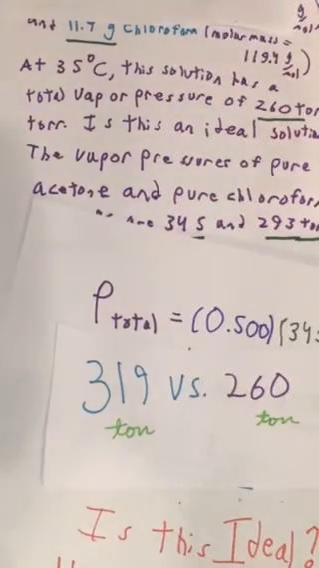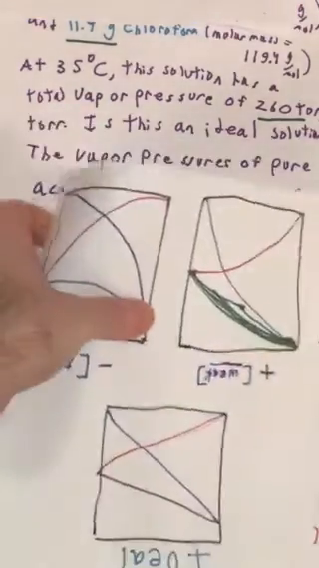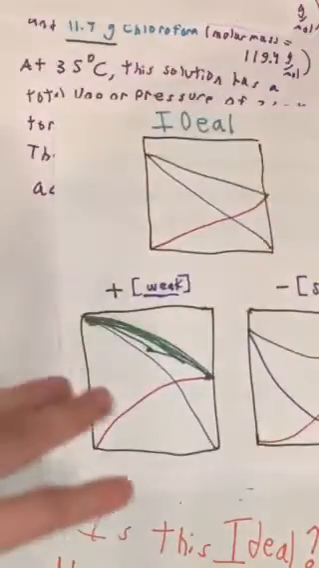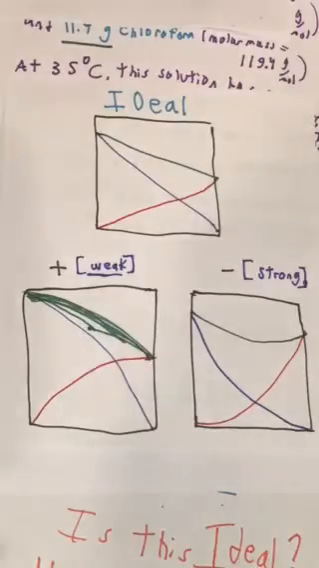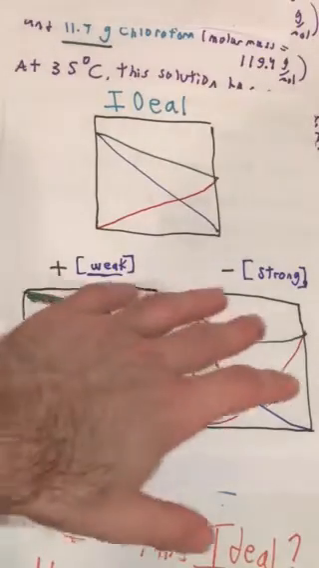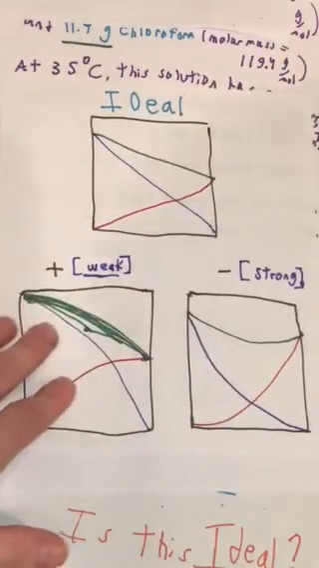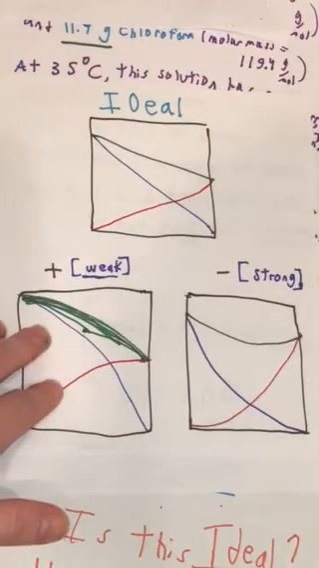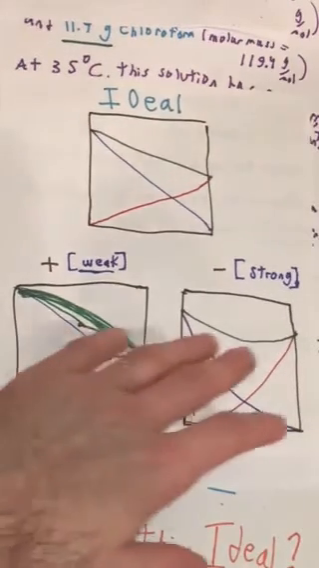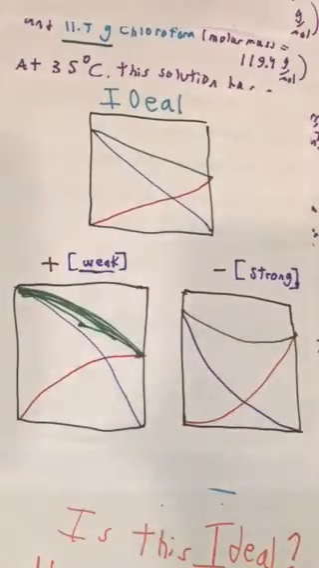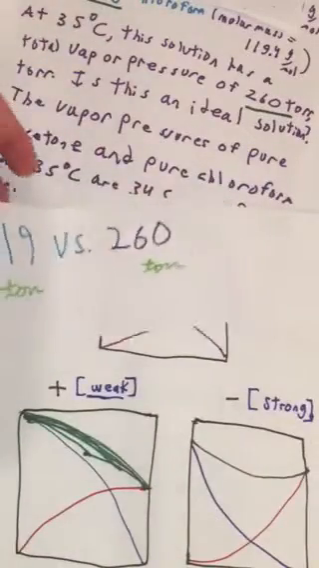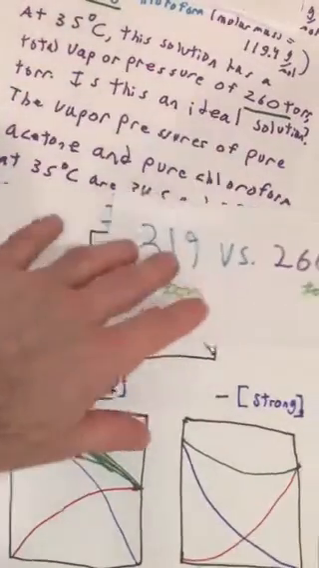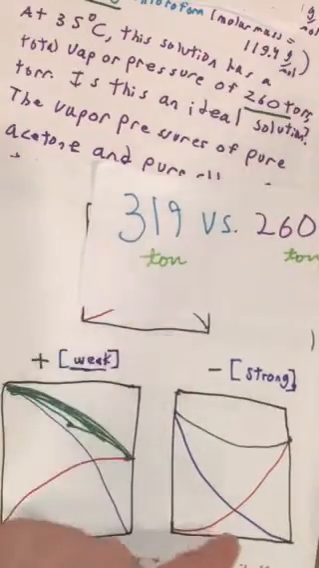What does this deviation stuff mean? So it goes back to this little graph here. All right, so this is an ideal solution. Now don't get caught up in the graphs, but be able to recognize that this is a positive deviation and this is a negative deviation. Now let's talk about that real fast. So basically this answer here refers to a negative deviation because this is lower than expected.